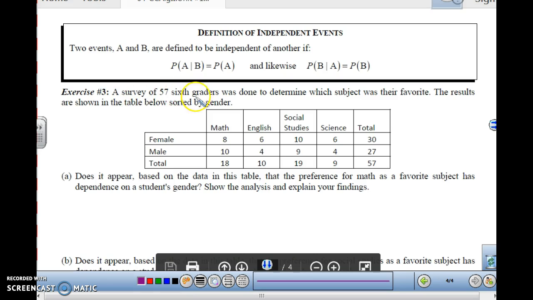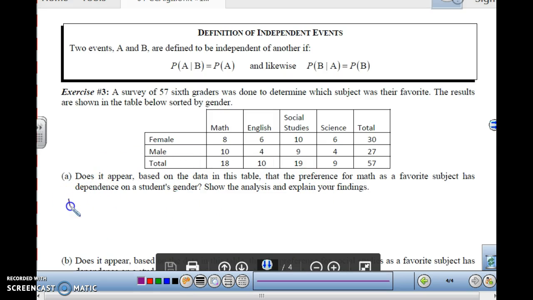A survey of 57 sixth graders was done to determine which subject was their favorite. The results are shown in the table below, sorted by gender. So here is your table. Does it appear, based on the data in this table, that the preference for math as a favorite subject has dependence on a student's gender? All right, show the analysis and explain your findings.